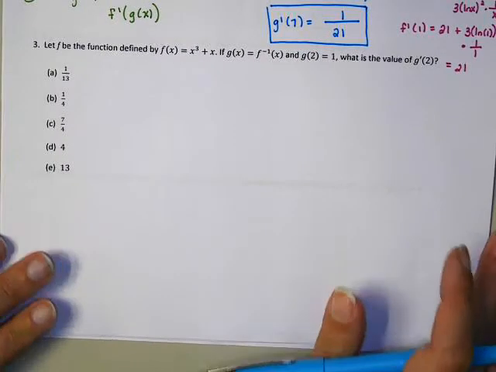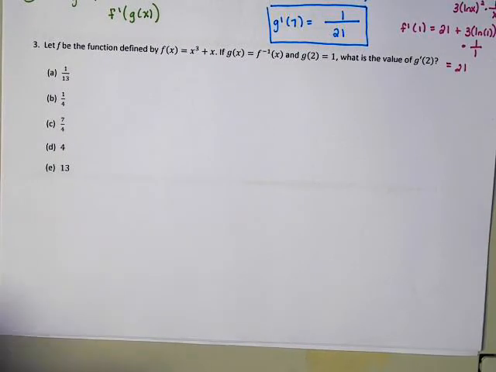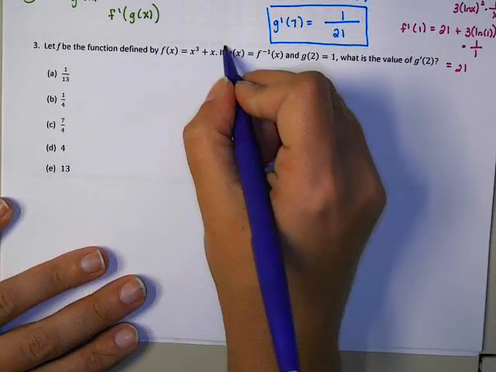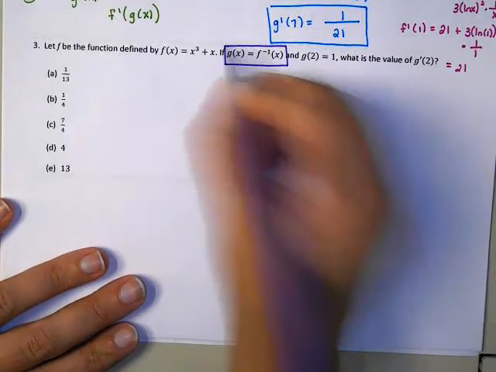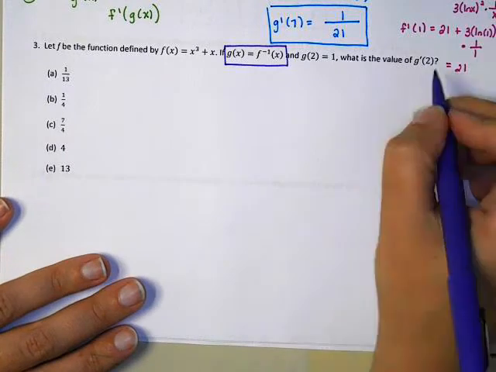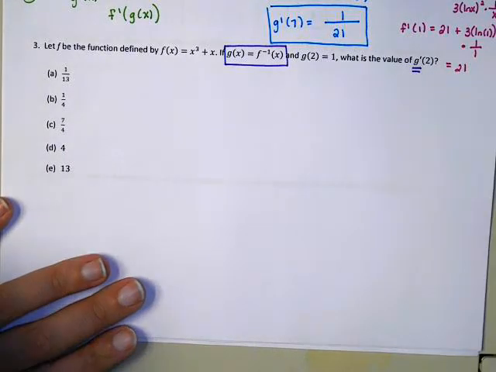Last but not least, let f be the function defined by f of x. If g of x is equal to f inverse of x, so that's the key, that these are inverses, and g of 2 equals 1, what is g prime of 2?